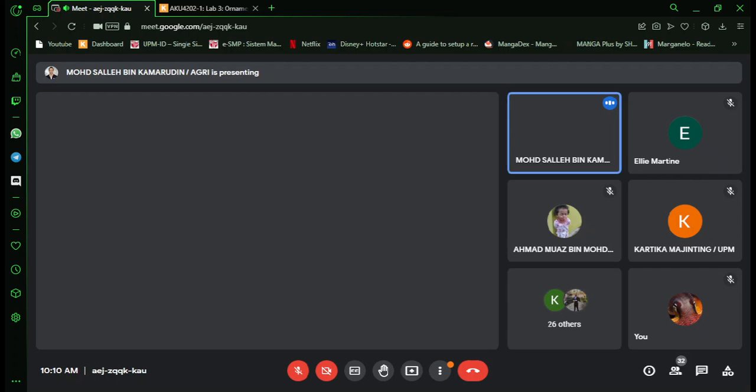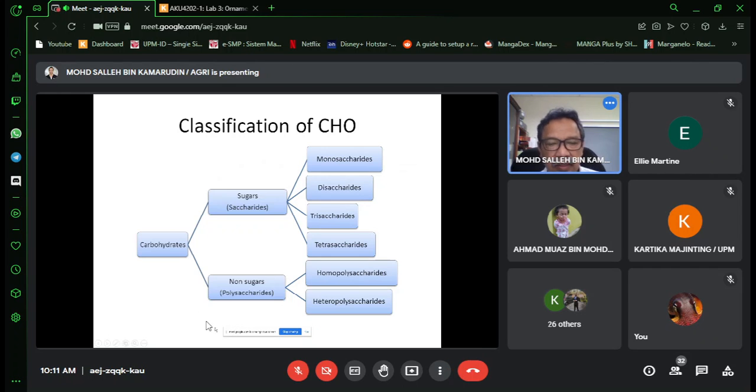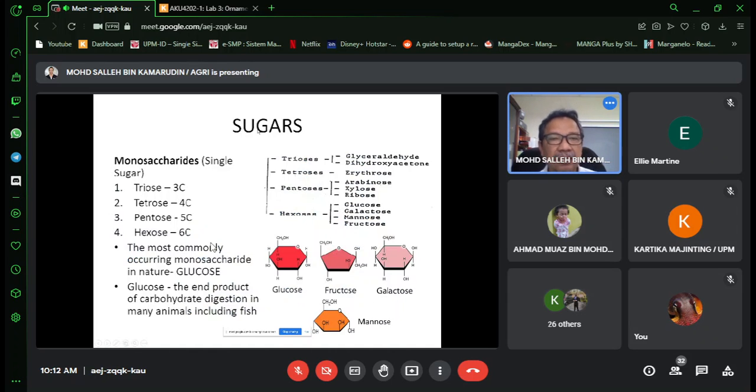Right. Classification of carbohydrate. There are two: the saccharides, the sugars, and the polysaccharides, the non-sugars. The sugars are divided into monosaccharides, disaccharides, trisaccharides, and also tetrasaccharides. Whereas the polysaccharides are longer, and they are either homopolysaccharides or heteropolysaccharides, which I will go into a bit later. All right, let's look at the sugars.